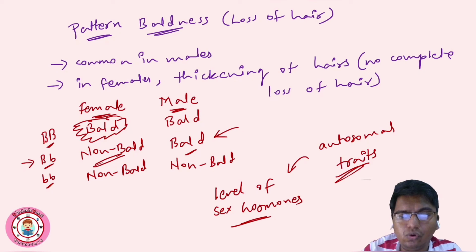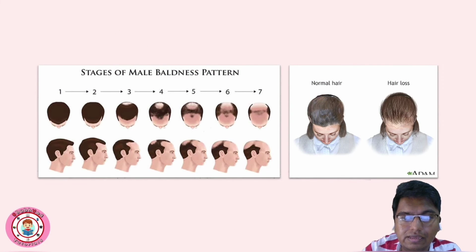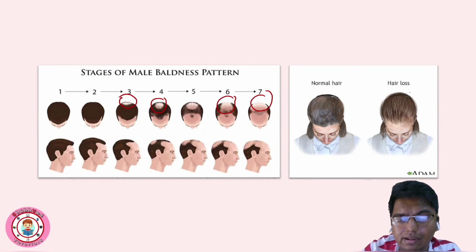So we will see it with the picture now. See, this is a picture. We see this loss of hair in this area. See, complete loss. See the starting stages. Complete loss in male. This is in female. See, normal hair, and here is just hair loss, but not complete. It is seen like thickening of hairs, not as much as in males.